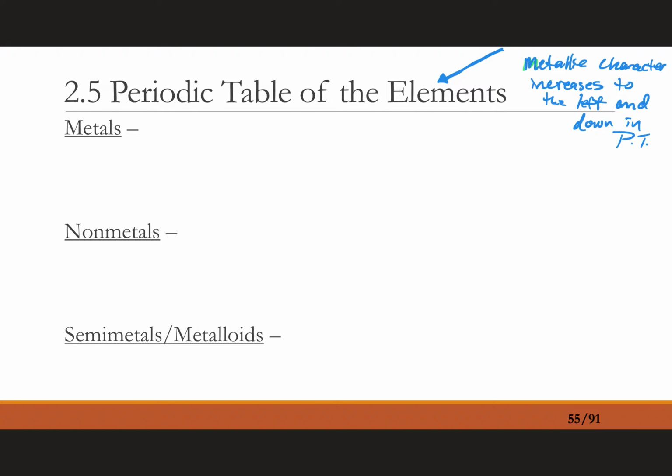So in fact, if you go look at the periodic table, hydrogen is at the top left corner of the periodic table, and it's a non-metal. But below it is lithium, it's a metal. Then sodium, potassium, rubidium, cesium, and francium are each metals. The most metallic, so to speak, would be francium.